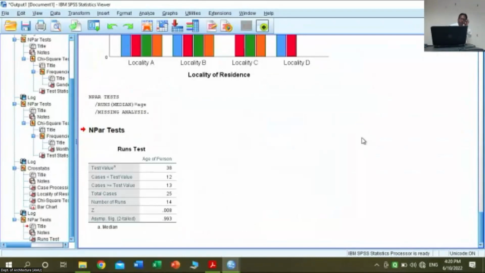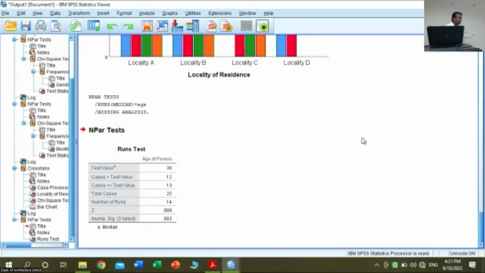So here we want to accept the null hypothesis, because under the null hypothesis we stated that the test variable age is random, versus H1, it is not. So here the p value is 0.993, that means H naught will be accepted. So the age variable will be random. So our condition will be met here.